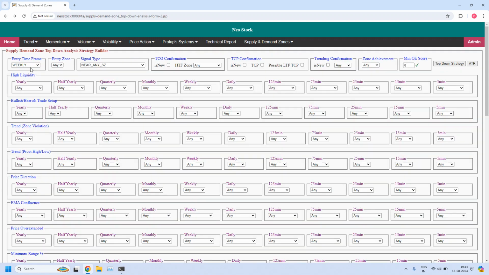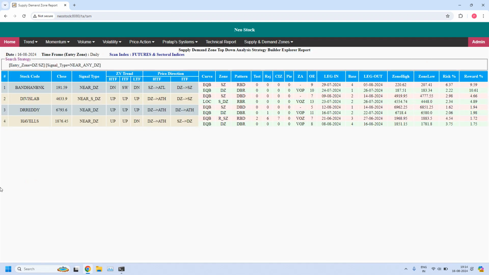And the next time frame is daily. Entry time frame is daily. Let us find the stocks near daily demand zone. 4 stocks are filtered near to the daily demand zone. Let us identify the daily high liquidity demand zones from this list.